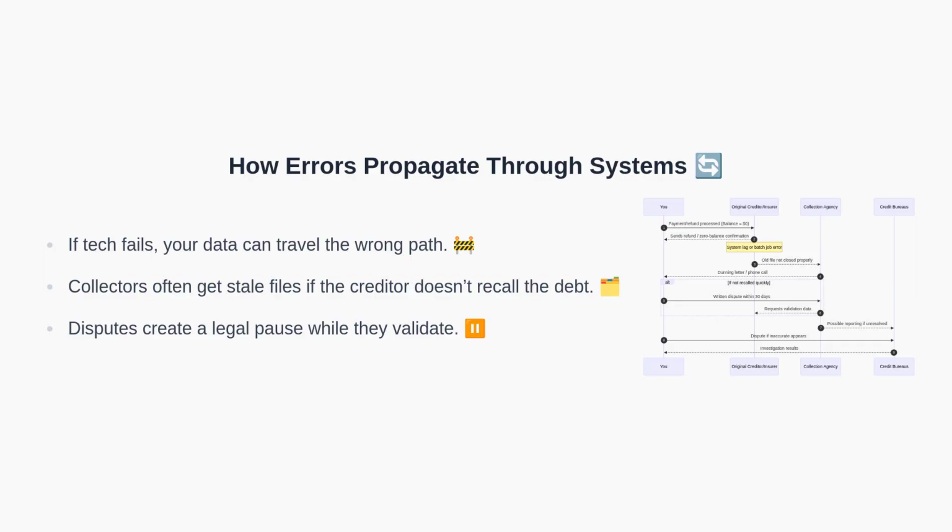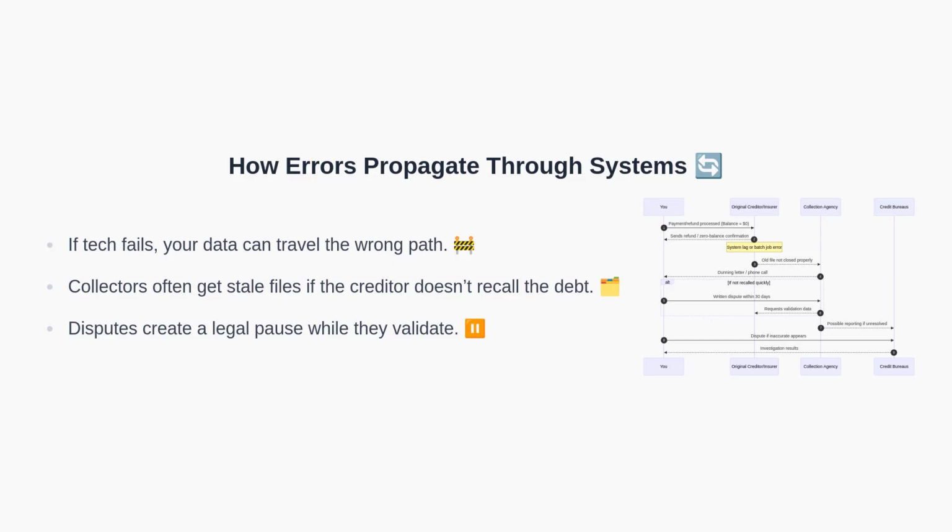This diagram shows the data journey. You pay or receive a refund, and the insurer confirms a zero balance. Due to system lags or batch processing errors, an old file may still flow to the collection agency. The collector then sends you a dunning letter or places a call.